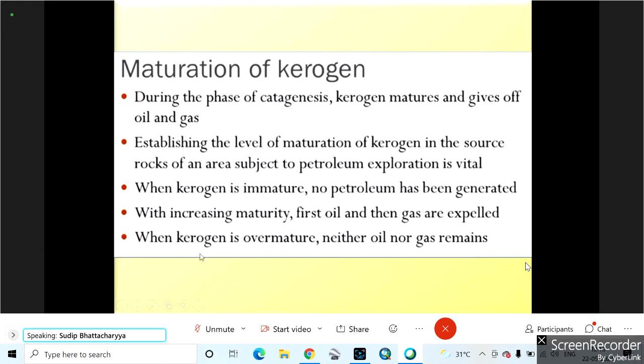When kerogen is over mature, there is neither oil nor gas. So the kerogen must be cooked very critically. Otherwise, it may be less cooked, or it may be overcooked. If it is overcooked, you will not get oil, though you may get some gas. And if it is less mature, you will not get anything. So maturity is very important.